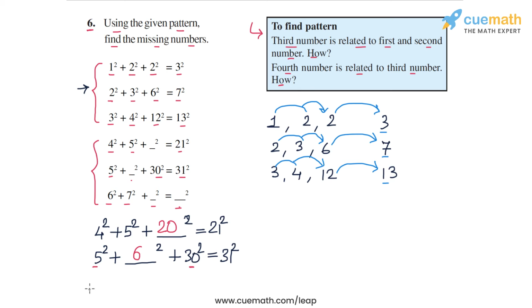And then the last incomplete statement is 6 square plus 7 square plus dash square equal to dash square. So the third number will be the product of the first 2 numbers, which are 6 and 7. So the third number will be 42. And then the fourth number will be 1 more than the third number. So this will be equal to 43. So this is how we can complete the 3 incomplete statements.